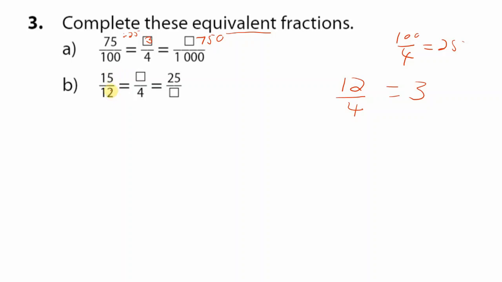So if we divide the 12 by 3 to get 4, we should do the same thing on the top. We divide the 15 by 3. So what's 15 divided by 3? Yes, it's 5. So it's the same as 5 over 4.